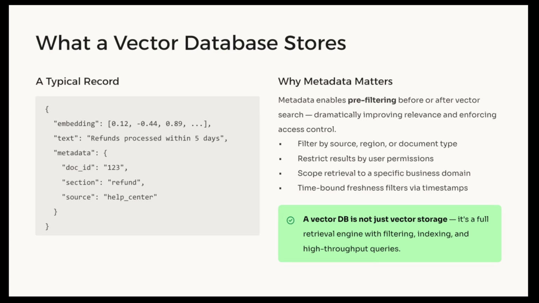The metadata is very important. It allows filtering by source, region, document type, timestamp, permission, or business domain. For example, we may only want to retrieve documents from the Help Center or only documents available to a specific user. So, a vector database is not just a place to store vectors. It supports fast similarity search, metadata filtering, scalable indexing, and high-throughput queries. The key idea is this: a vector database makes semantic search fast and scalable.